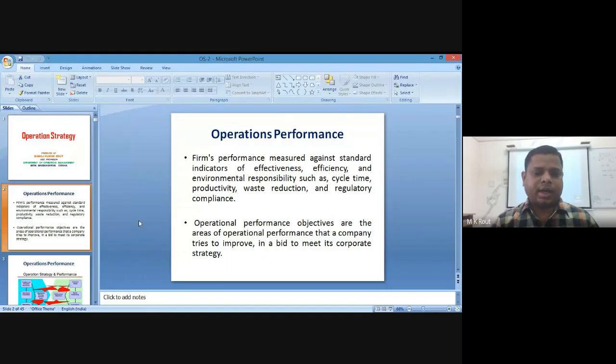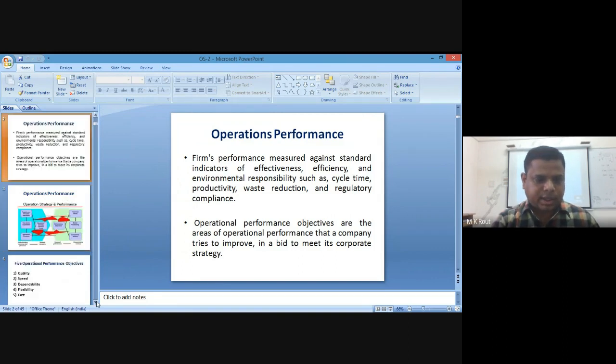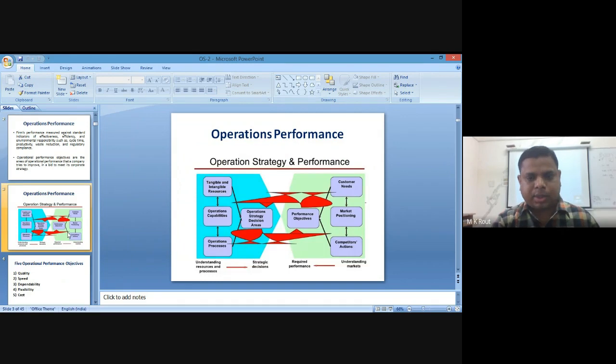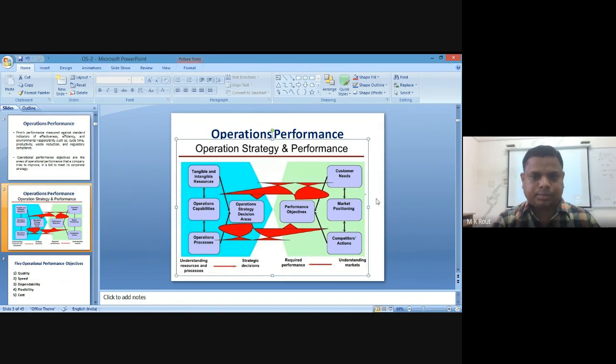that a company tried to improve in a bid to meet its corporate strategies. In case of corporate strategies, moving to the next slide, here are the typical examples of your corporate strategies. So if you go to the first part, the tangible and intangible resources, then operation capabilities, operation process, these things should be included inside the organizations.